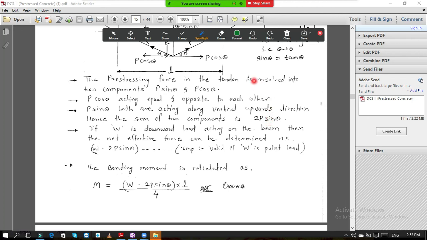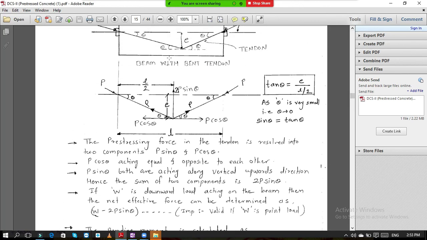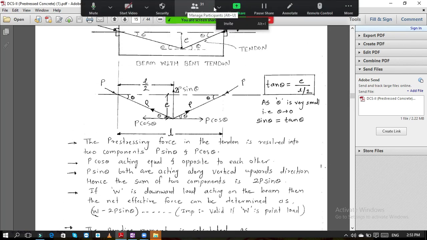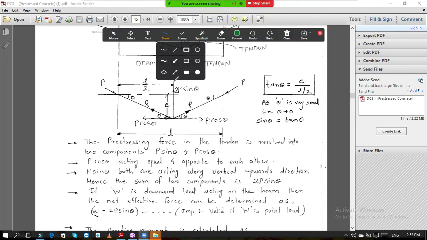Okay. Now see, already here is the upward force of 2P sin theta. Okay. Why is this force getting developed? Due to this provision of the bend tendon. If you provide the bend tendon, then this 2P sin theta force is generated. Now on this member, suppose now a vertically downward force W is acting. Then what will be the net force?